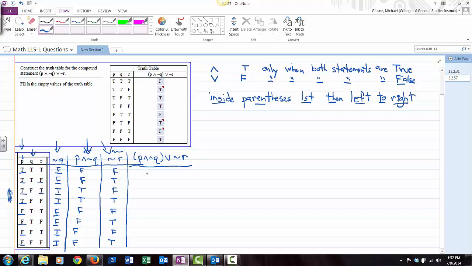So false or false is false. That's the one case where they're going to be false. False or true, true. True or false, true. True or true, true. False or false, well, that one's false. There's our double false again. False or true, true. False or false, another double false, so that's false. And then false or true is true. Now if you compare up here, you'll see that this is an exact match for what they had for the answers. I hope you found that helpful.